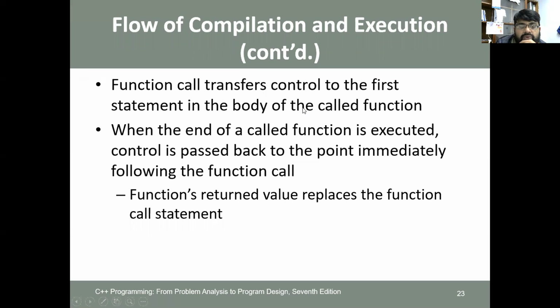Function calls transfer control to the first statement in the body of the called function. So whenever you call a function, the control will be transferred directly to the first statement in the body of the called function. When the end of a called function is executed, control is passed back to the point immediately following the function call. So the control will be passed back to the point that made the function call. A function's returned value will replace the function's call statement. So whatever is returned by the function, that value will replace the place where the function was called.